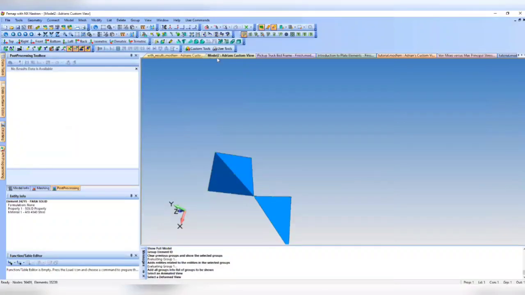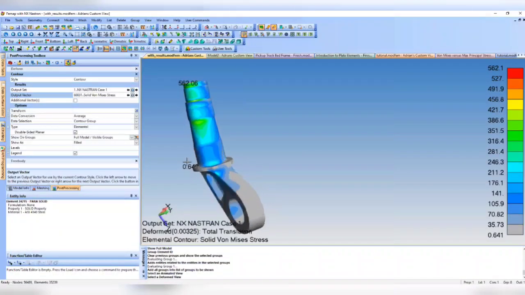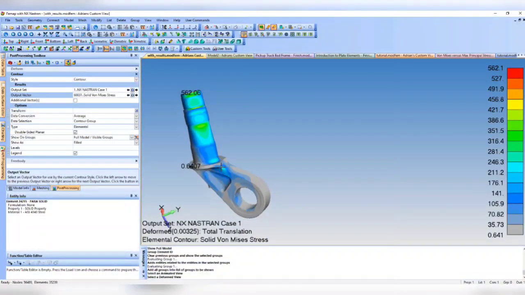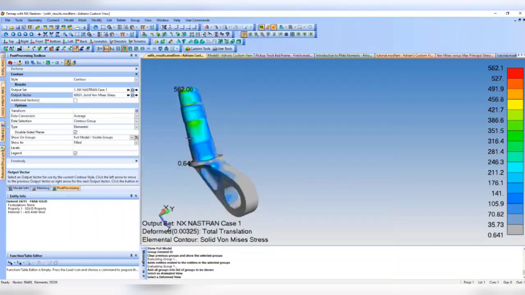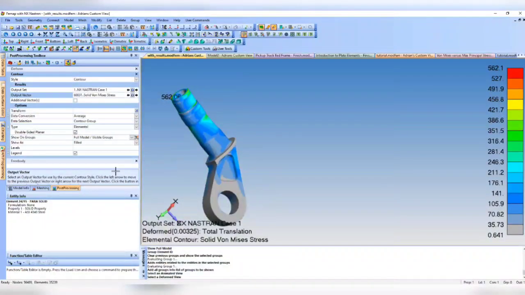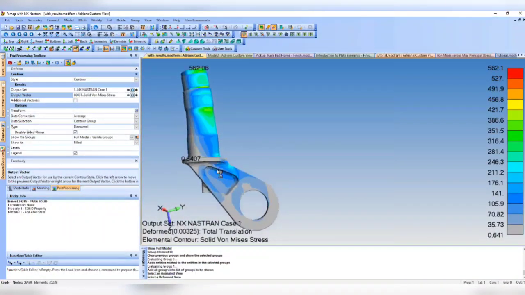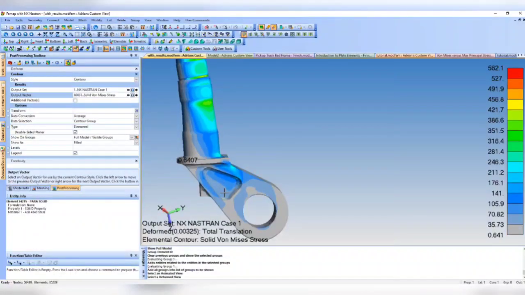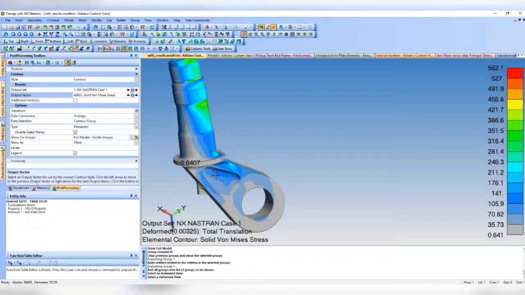Sure. How do you identify and avoid stress singularities? Like where there can be infinite stress if the mesh is infinitely small. So typically in real life, you never really have an actual structure that you're analyzing. It will always have some kind of radius to it.